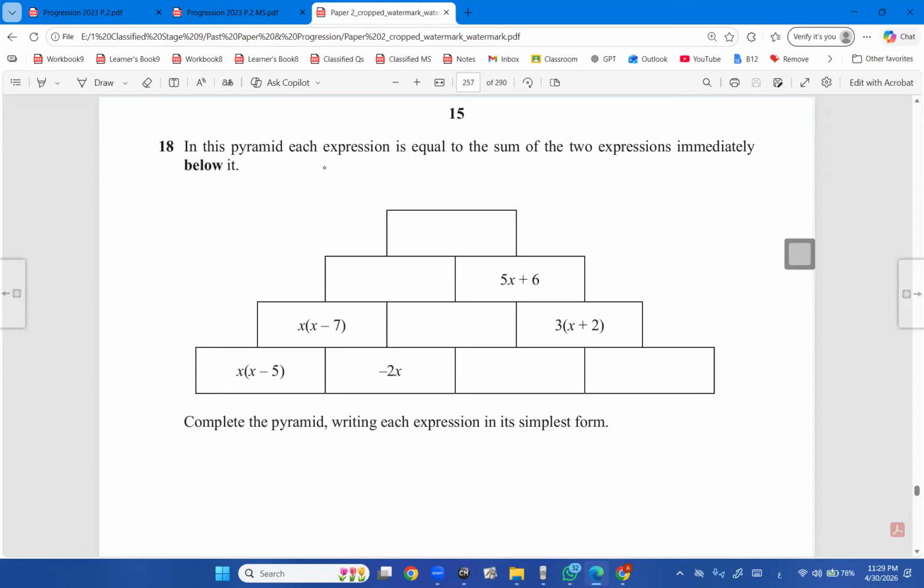Now with the last question, question 18. In this pyramid, each expression is equal to the sum of the two expressions immediately below it. What does this mean? It means that this, for example, here is equal to this plus this one.